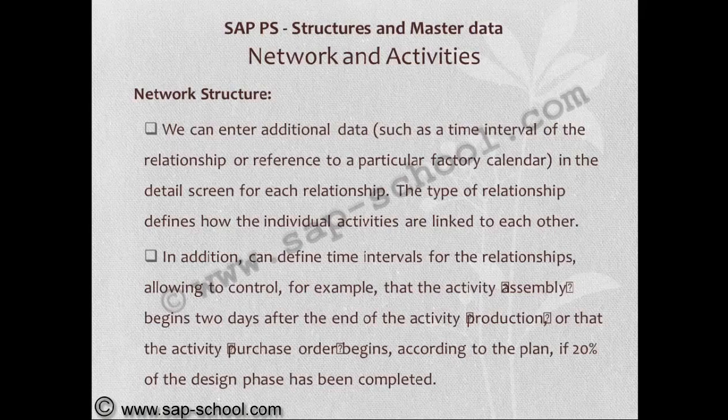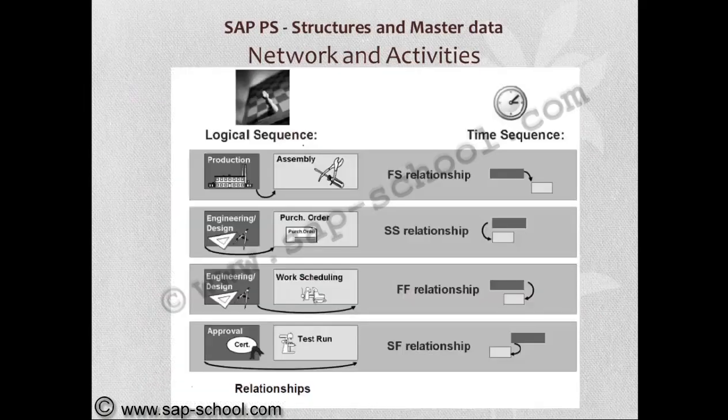The type of relationship defines how the individual activities are linked to each other. In addition, you can define time intervals for the relationships, allowing you to control, for example, that the activity assembly begins 2 days after the end of the activity production, or that the activity purchase order begins according to plan if 20% of the design phase has been completed. Here we can see the relationships clearly.